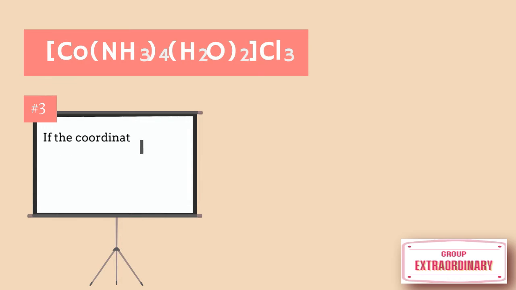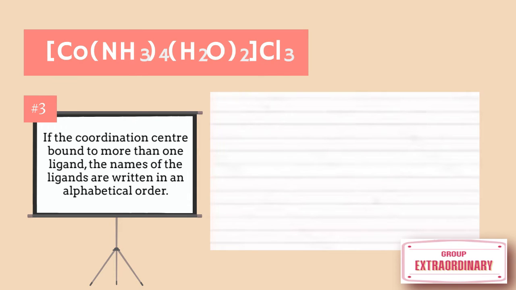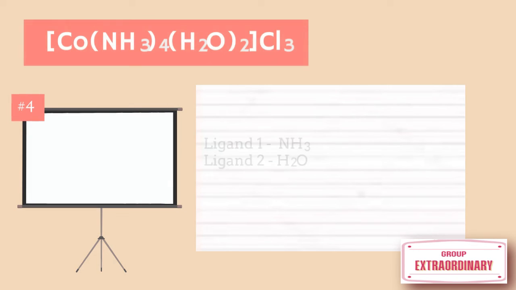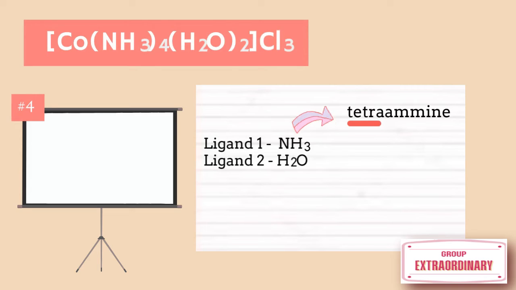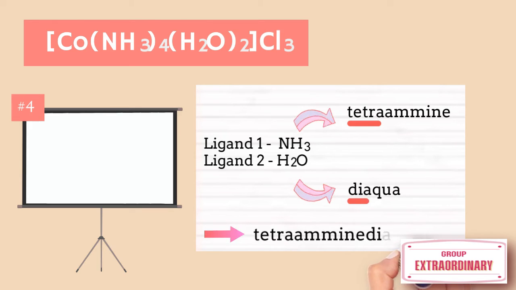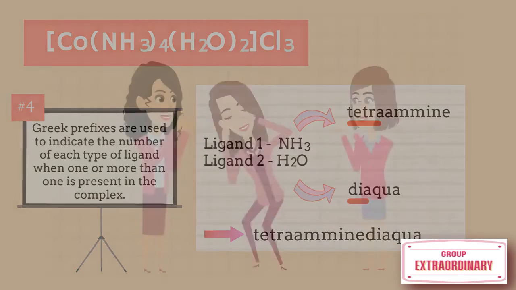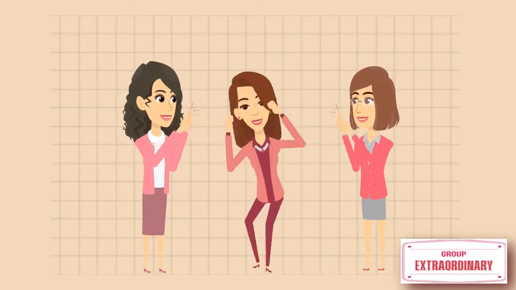Based on rule number 3, as there are two ligands present in the compound, name them in alphabetical order. The first ligand will be ammine, and next is water, whose name becomes aqua. After that, there are 4 ammine, so it becomes tetraammine. And there are 2 water, so it becomes diaqua. Thus, it becomes tetraammine diaqua. This is stated in rule number 4. Now we are halfway through naming our compound.